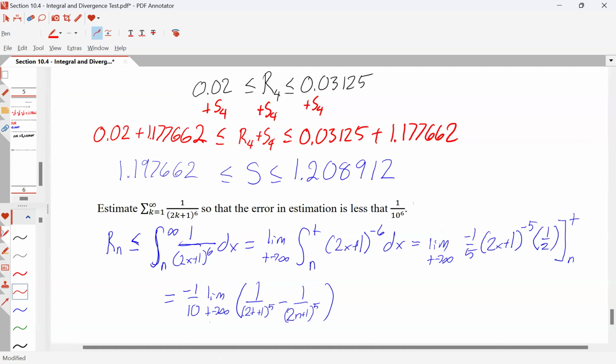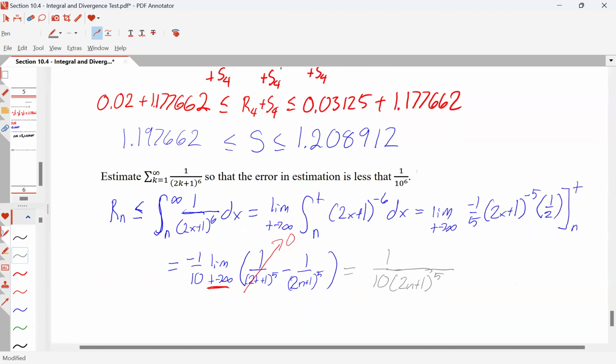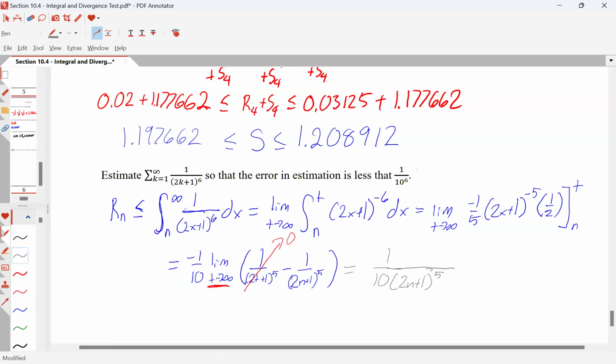Since we're worried about t going to infinity, that's just this first fraction. As t goes to infinity, that goes to 0. N is unchanged. N is still just this fixed number. So this integral works out to be negative 1/10 times negative 1 over (2n plus 1) to the 5th. The remainder is less than this function, 1 over 10 times (2n plus 1) to the 5th.